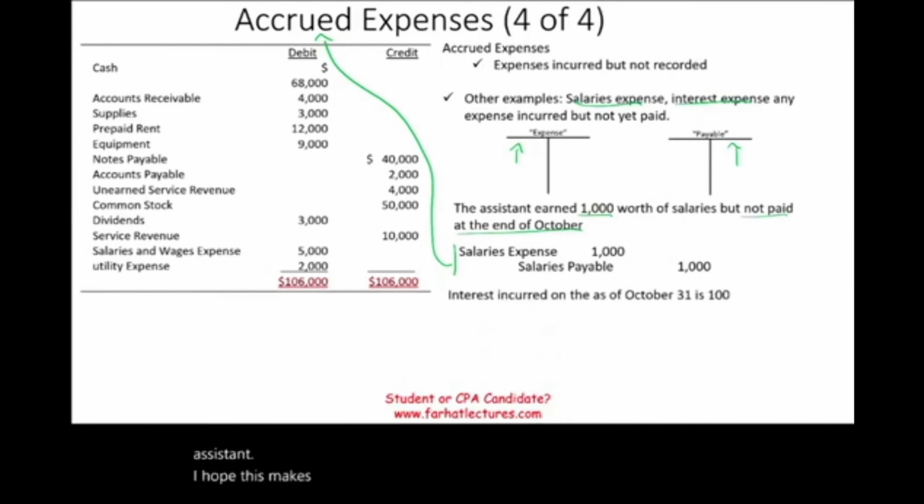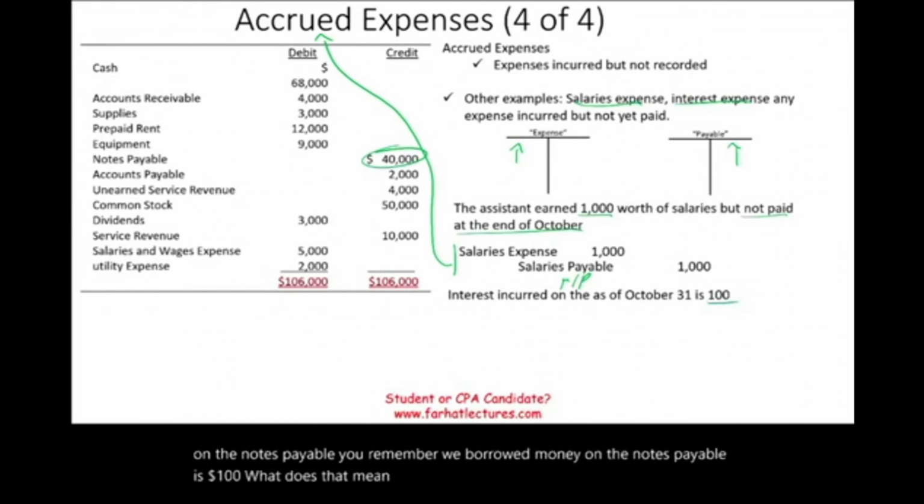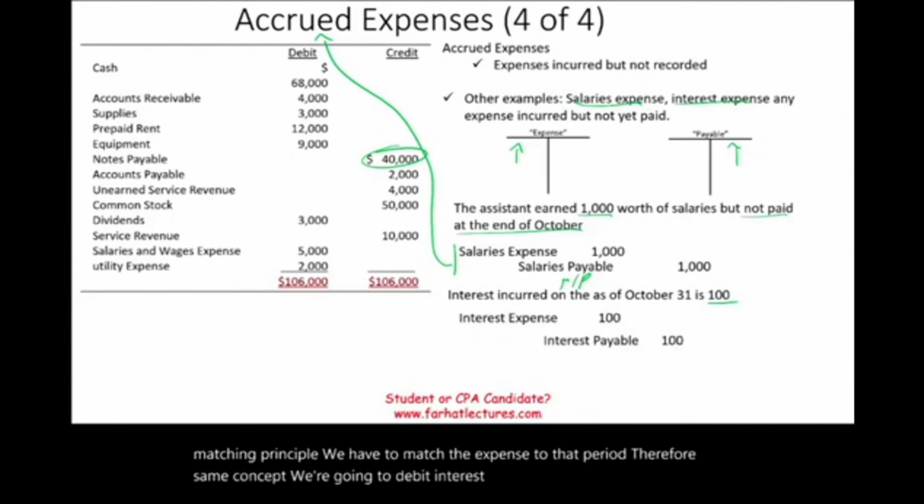Another example will be interest incurred as of October on the notes payable. You remember we borrowed money on the notes payable is $100. What does that mean? It means because we had a loan at the bank, by the end of the month, the loan accrued interest. Interest is an expense. We did not pay the interest yet, but we have to record the interest expense. Remember, it's a matching principle. We have to match the expense to that period. Therefore, same concept. We're going to debit interest expense, credit the related payable, interest payable.